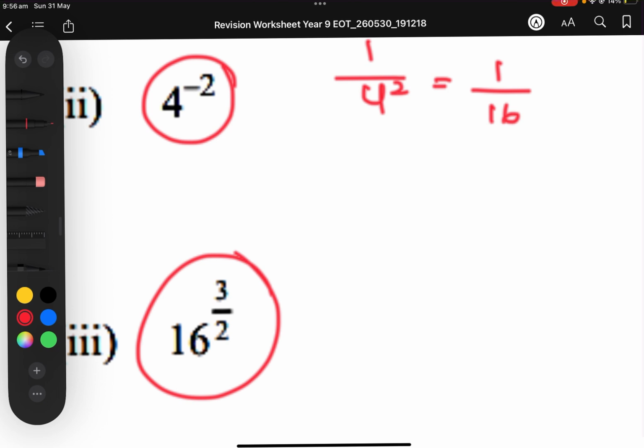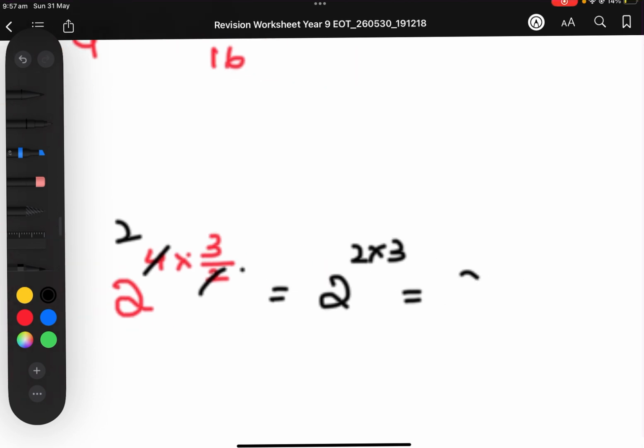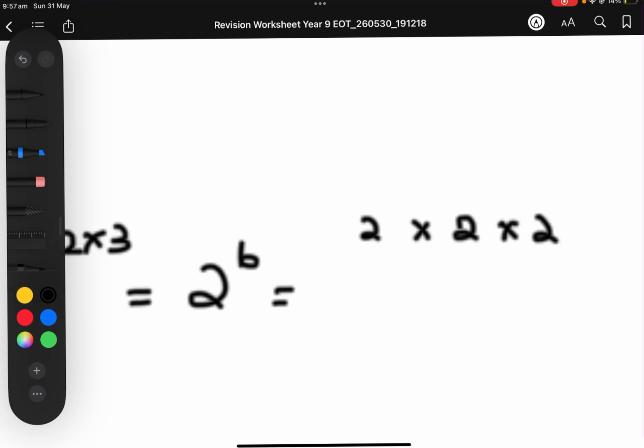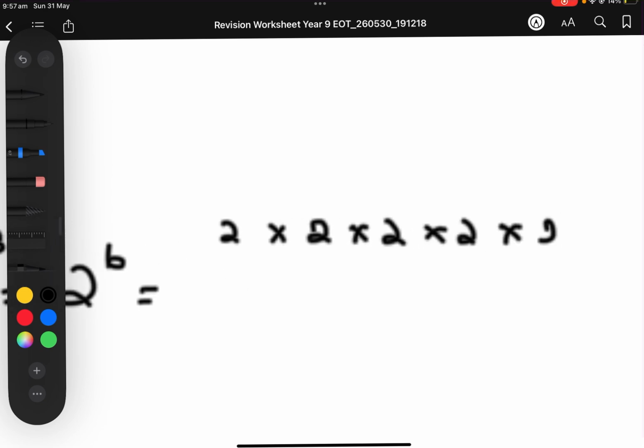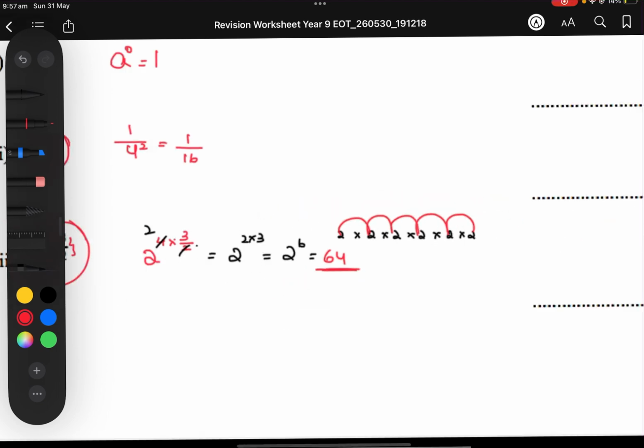Fine. So whenever you have this division type of powers, reduce the base down. So that becomes 2 to the power 4 into 3 by 2. Then 2 ones are 2, 2 twos are 4. So 2 to the power 2 into 3, that becomes 2 to the power 6. That is 2 into 2 into 2. 2 twos are 4, 4 twos are 8, 8 twos are 16, 16 twos are 32, 32 twos are 64. So 64 is your answer here.